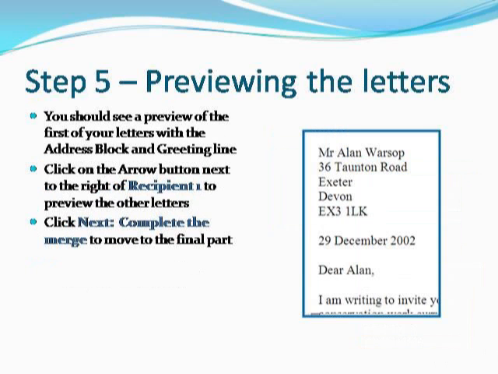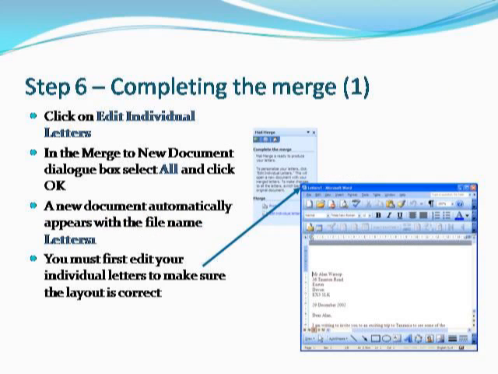Before finally printing out the letter, you should go for previewing. You should see a preview of the letter with the address block and greeting line. Click on the arrow button to the right of Recipient 1 to preview the other letters. Next, complete the merge and you will be moved to step 6, which helps you to complete the merge. Here you have to select All and click OK.